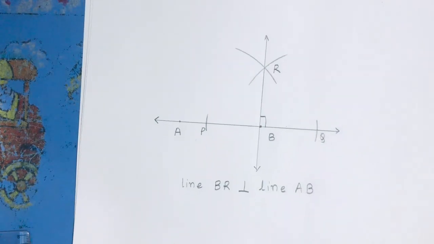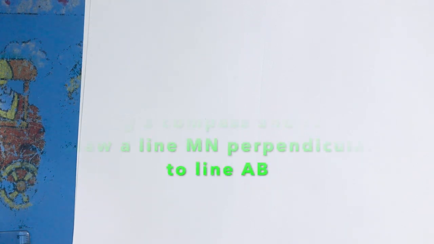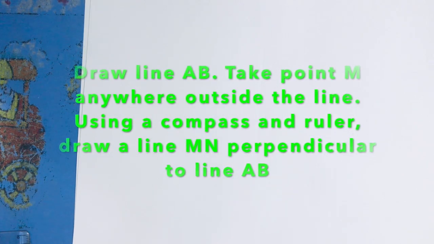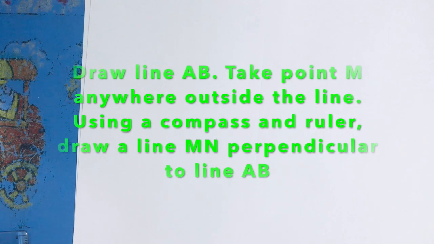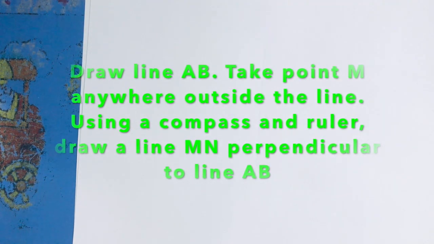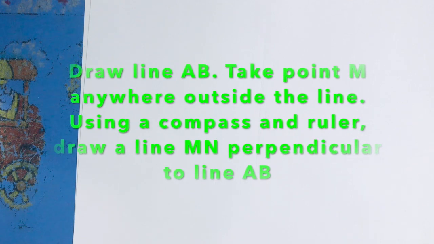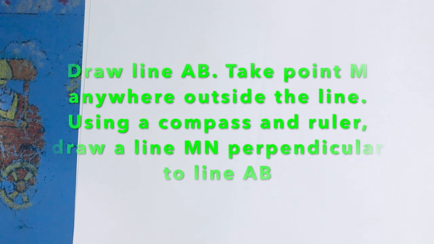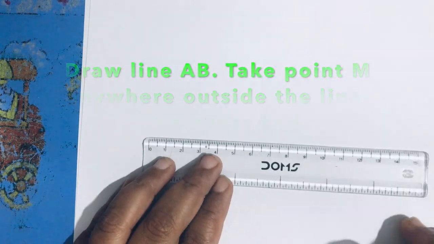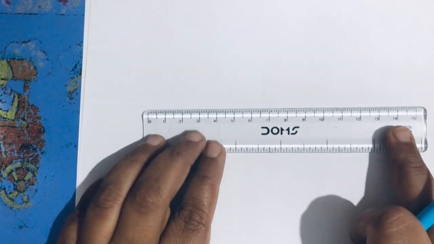Now we'll see the next question. Practice set 40, question number 2. Draw a line AB. Take point M anywhere outside the line. Using a compass and ruler, draw a line MN perpendicular to line AB. So we have to draw a line AB.